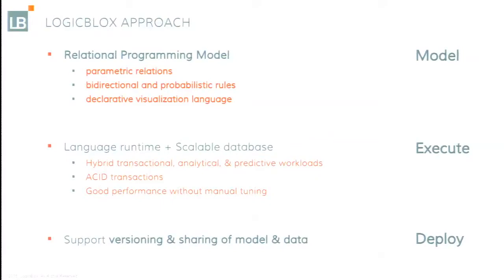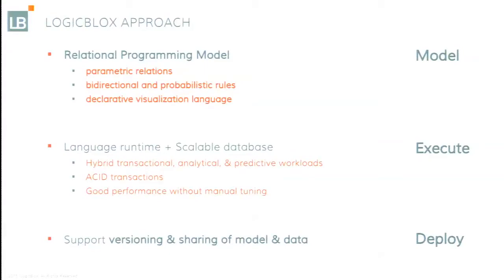It has to have ACID transactions because we want concurrent writers. And if you don't have ACID, then the user might experience extremely odd behavior. And of course, since we're targeting end users, we want to make sure that the engine can perform well without a lot of manual tuning. Performance tuning is just not something that end users are typically very excited to do. And finally, to support the scaling of the deployment, we wanted to have built-in support for versioning and the sharing of both the model, which is code, and data.